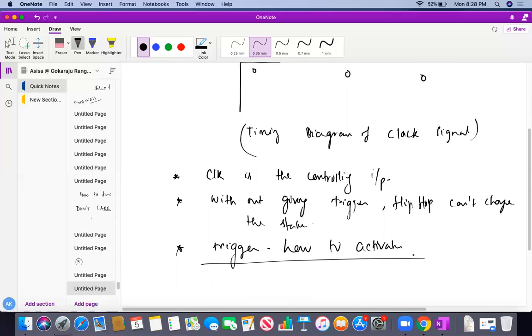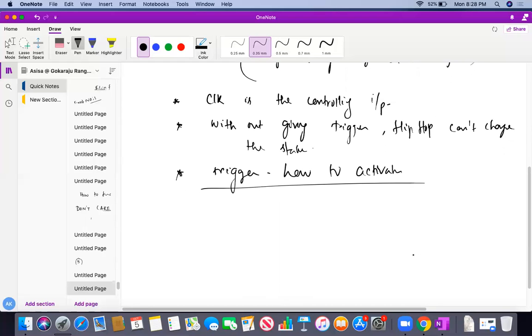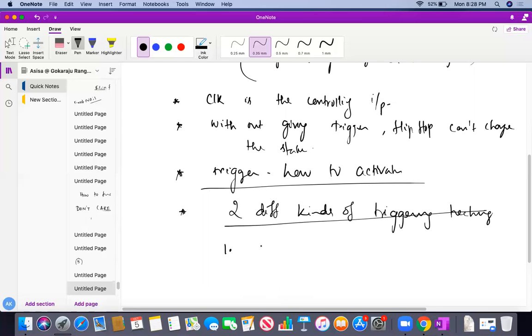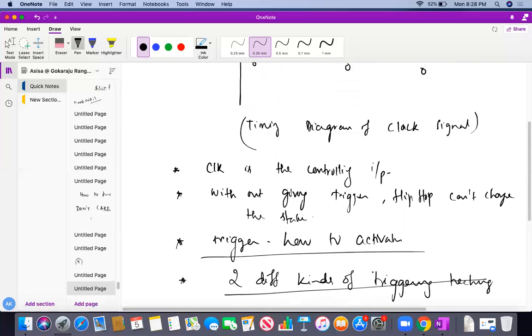Now the flip-flops can be designed for 2 different kinds of triggering techniques. The first triggering technique is level triggering. The next triggering technique is edge triggering. Don't worry, I'll explain one by one.